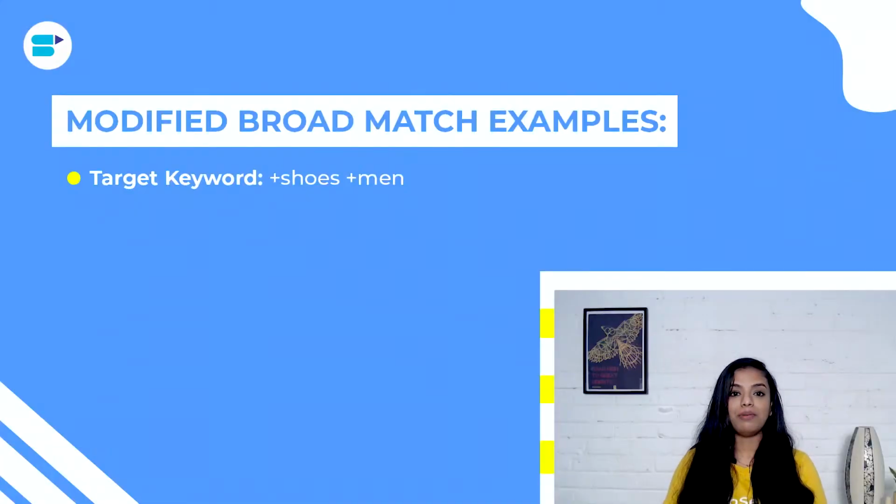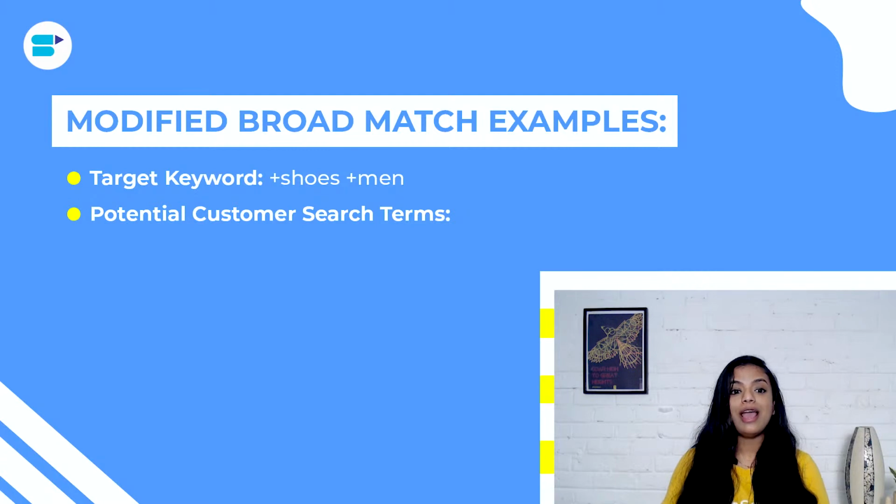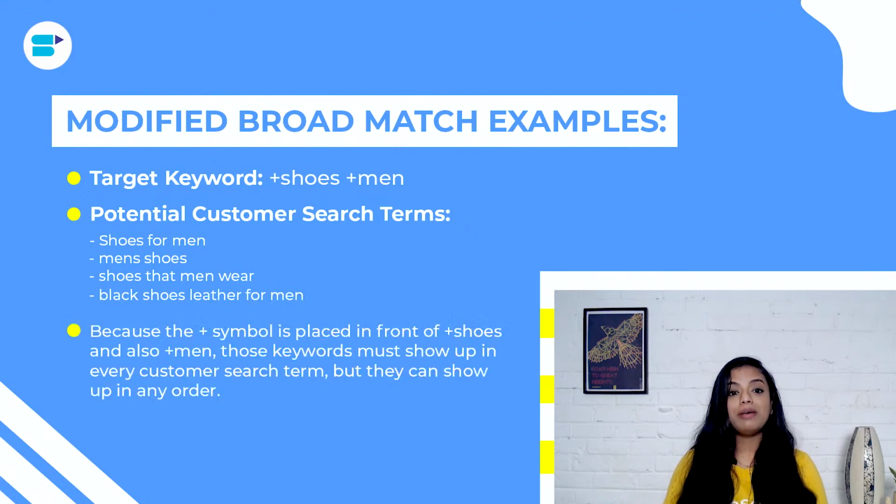Let's take an example with the target keyword shoes and men, with you specifying that both shoes and men are to be there in every customer search term against which your ad shows up for. So the potential customer search terms against which your ads could show include shoes for men, men's shoes, shoes that men wear, black shoes, leather for men. Because the plus symbol is placed in front of both shoes and also men, those keywords must be present in every customer's search term, but they can show up in any order.